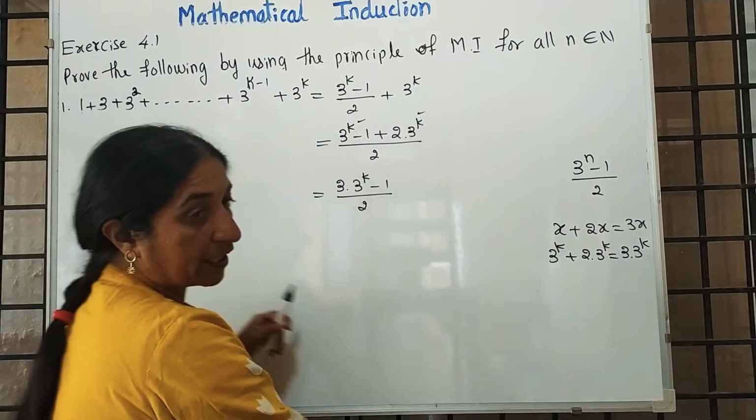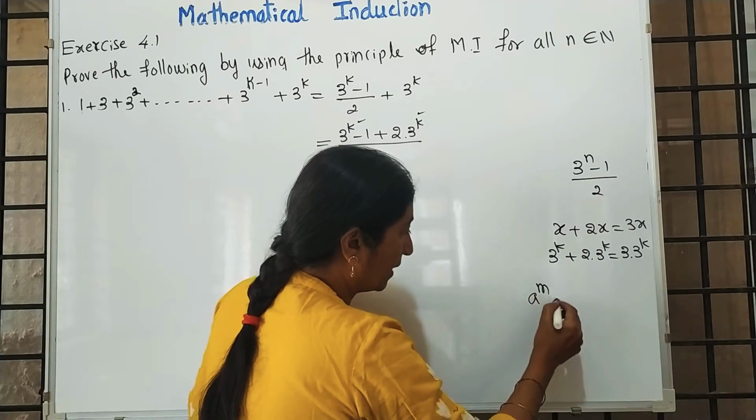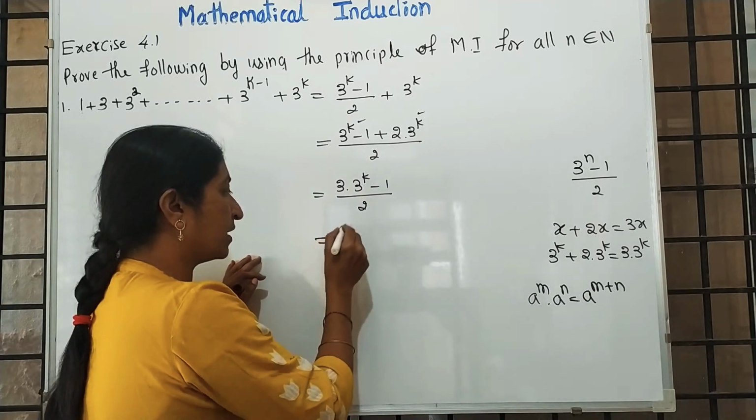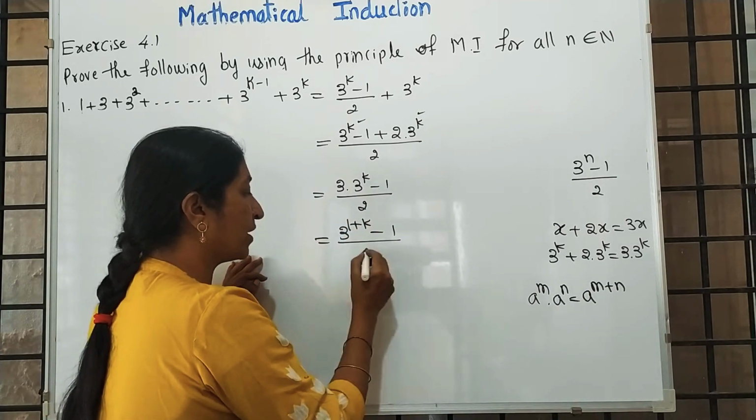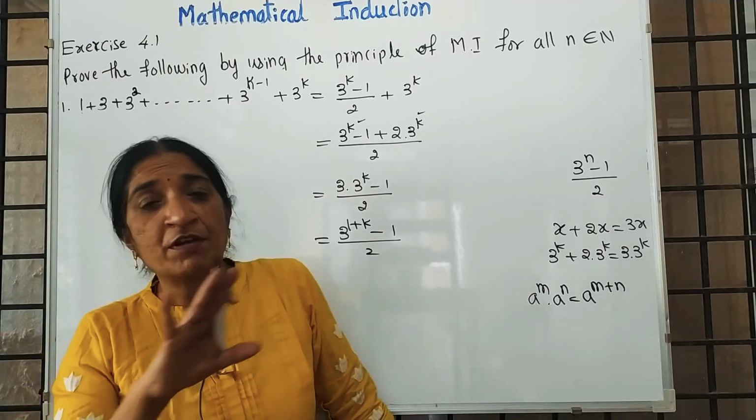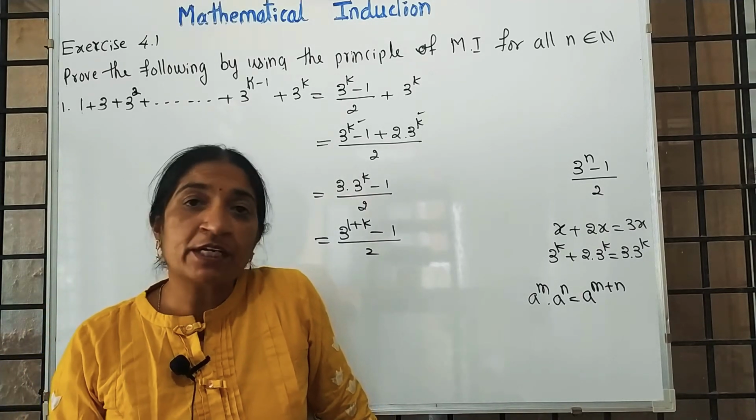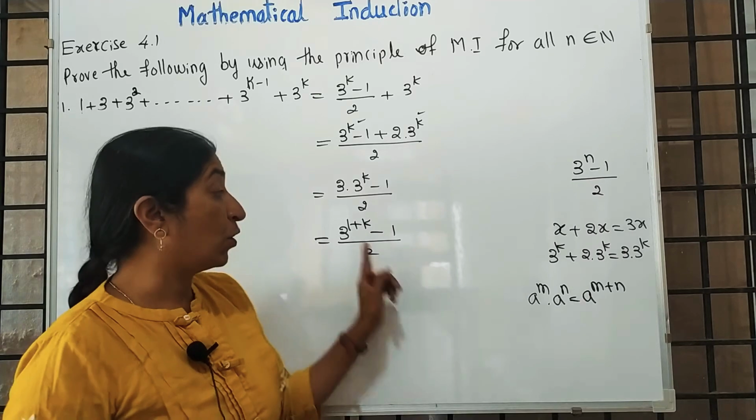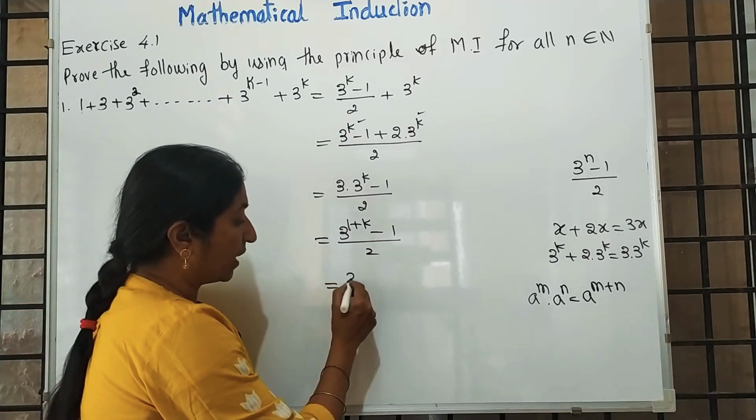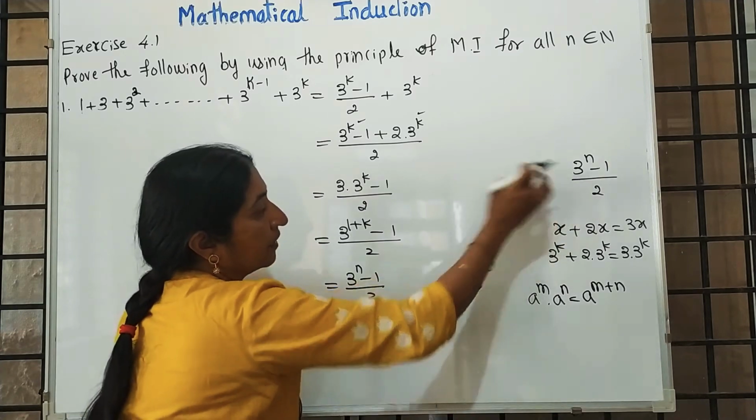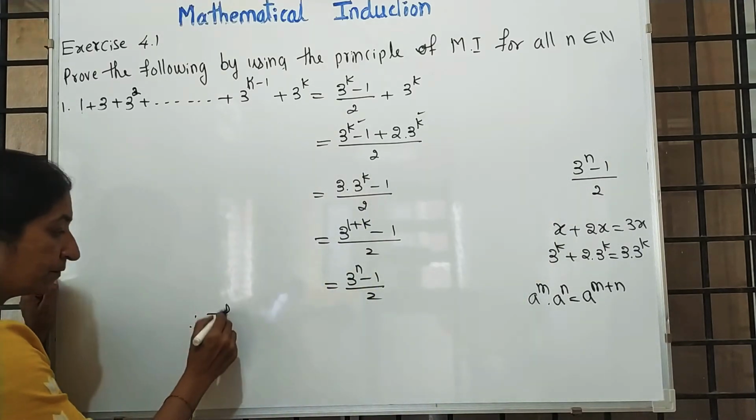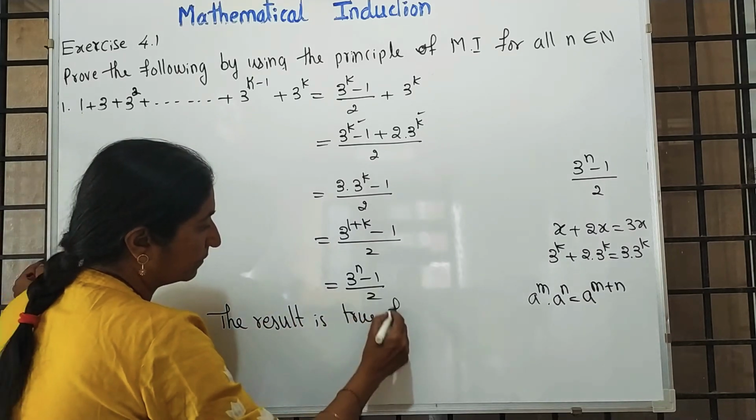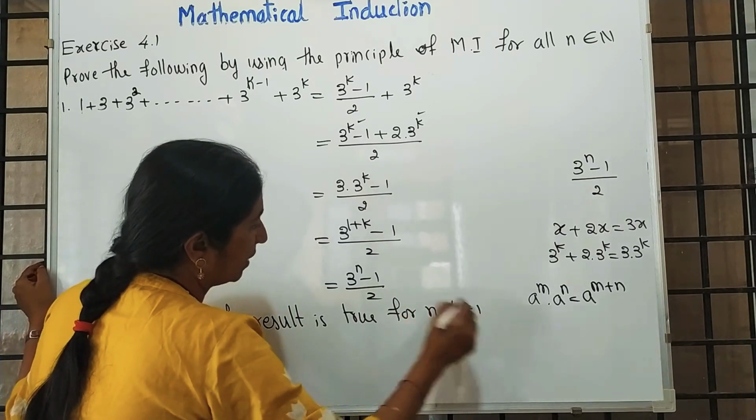And they are in the form of a raised to m into a raised to n, which is a raised to m plus n. It is 3 raised to 1 plus k minus 1 divided by 2. So this completes the simplification, and after simplification, wherever k is there, try to write it as k plus 1, but already it is k plus 1. See, if you write the n, we are getting the same answer. Therefore the result is true for n is equal to k plus 1.